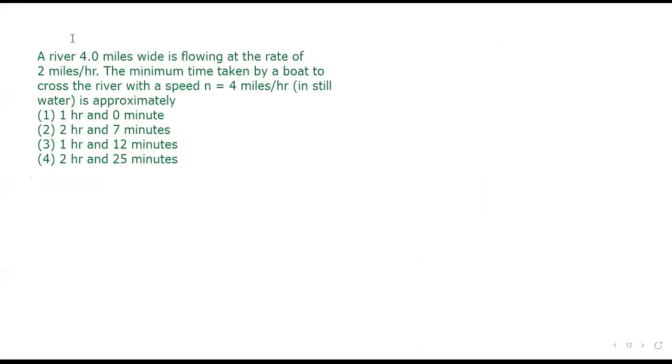Okay, look at this question. In this question they're saying a river 4 miles wide is flowing at the rate of 2 miles an hour. Velocity of the river given and width of the river given. What's the minimum time taken to cross the river by boat with a speed of 4 miles an hour in still water? The velocity of the boat is given. They're asking time, and they're asking the minimum time.